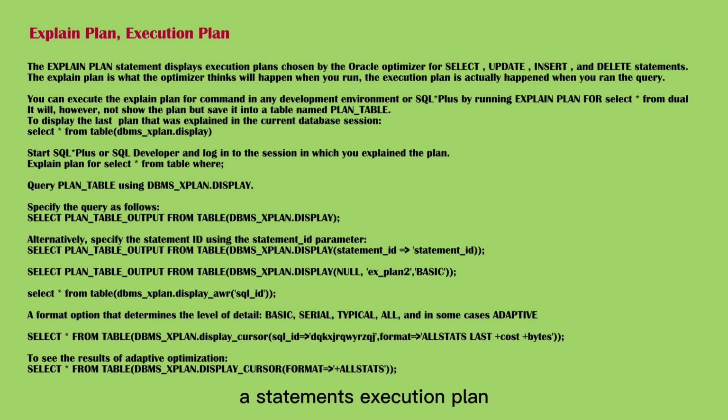A statement's execution plan is the sequence of operations Oracle performs to run the statement. The difference is the explain plan is what the optimizer thinks will happen when you run, the execution plan is what actually happened when you ran the query.